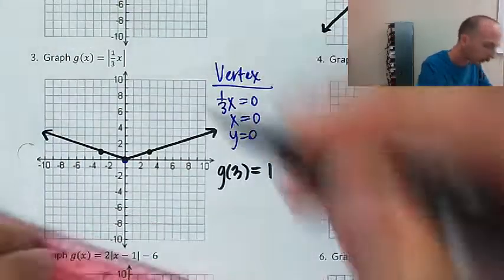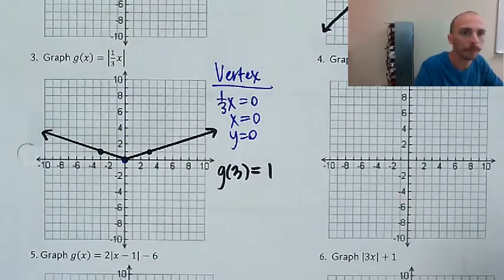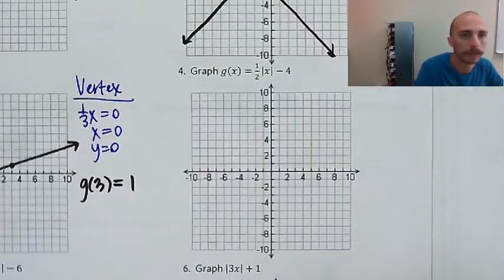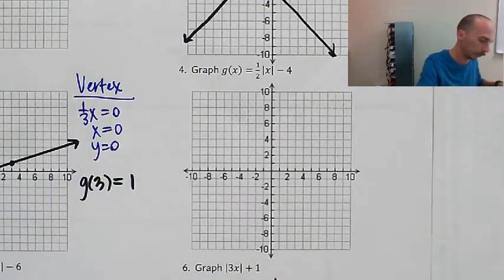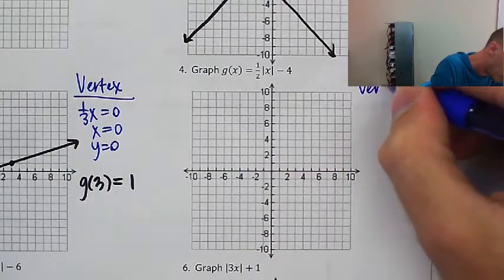I think that'll be good. All right, there we go. Then 1/2 absolute value of x minus 4. Okay, just plot the vertex.